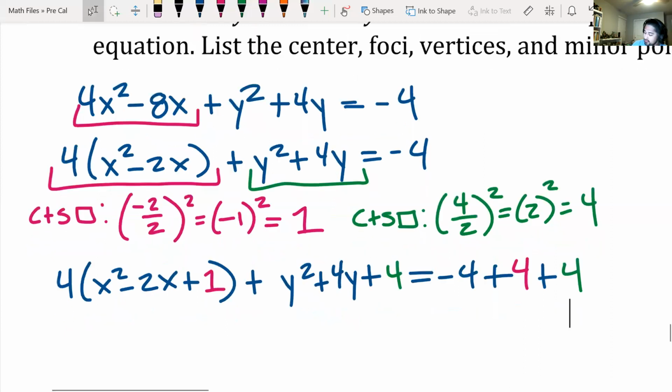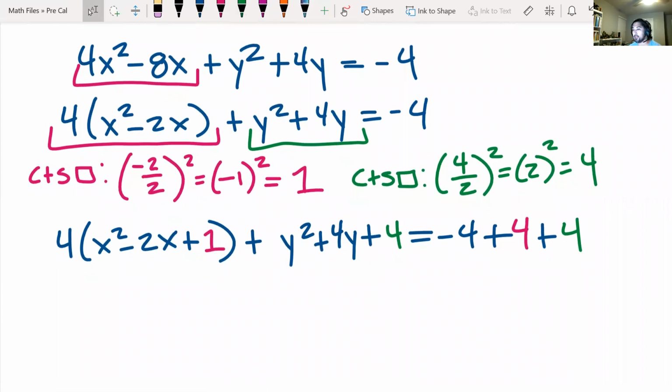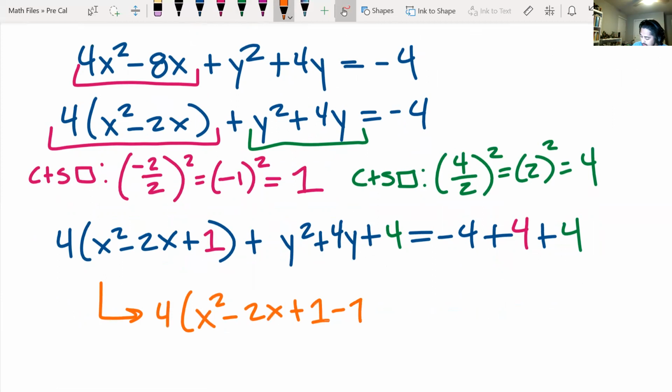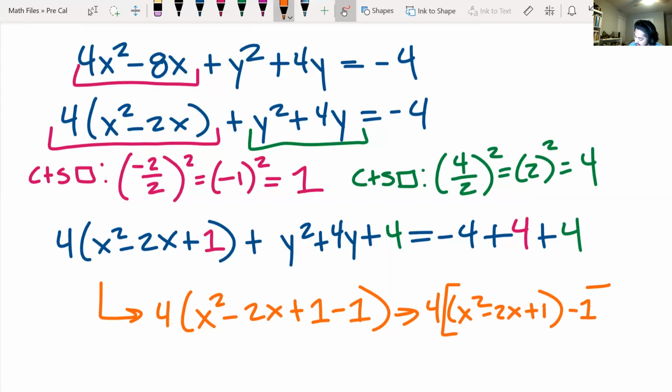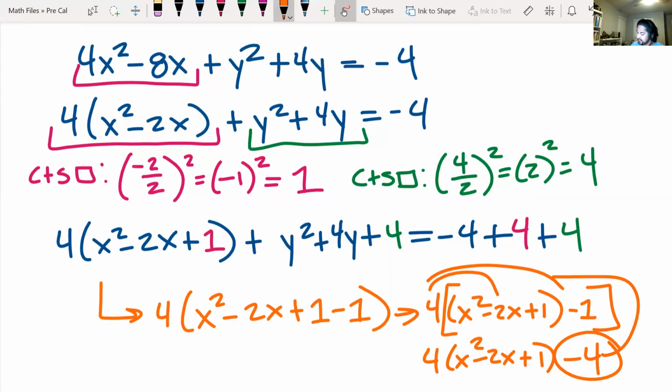That's tricky. Yes, for sure. But it's part of the completing the square process, right? Yes, sir. Because remember, quick lesson here: when you complete the square, it would be 4 times x squared minus 2x plus 1 minus 1. Then you would separate it as 4 times x squared minus 2x plus 1, and then separate the minus 1 out there. Then that 4 would distribute, giving me 4 times x squared minus 2x plus 1 minus 4. And then this minus 4 becomes that plus 4.